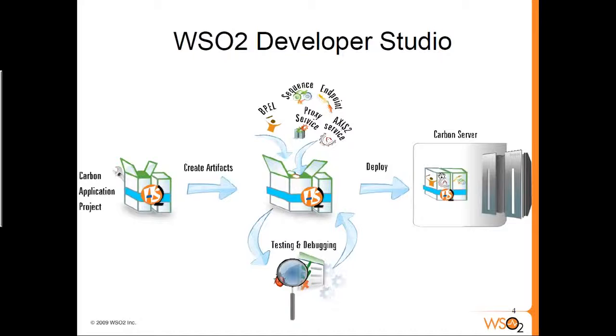Also, CAR is the deployment model for this CApp. So the CAR-based deployment model supports testing and debugging CApp artifacts, as you can see in this image.